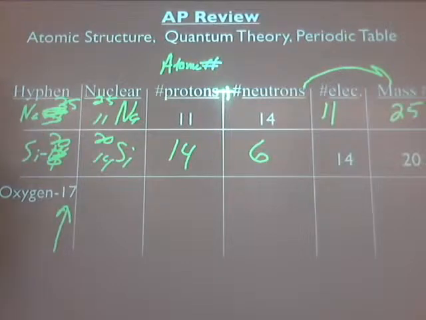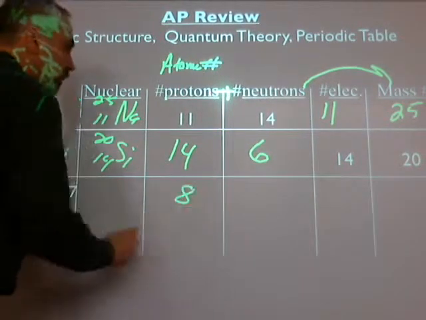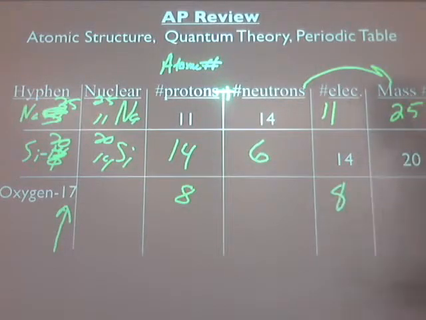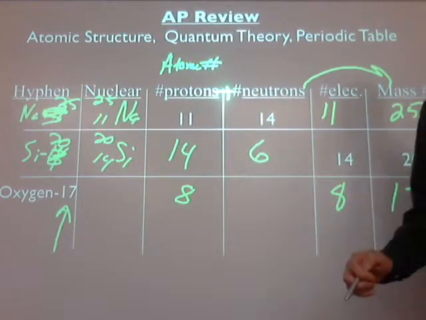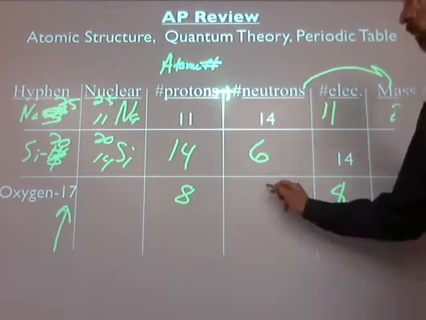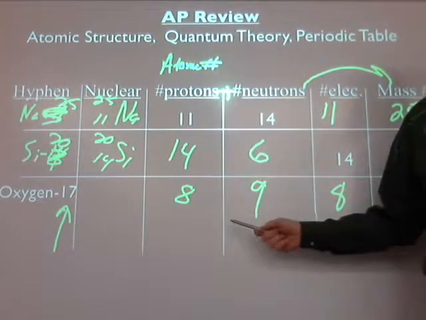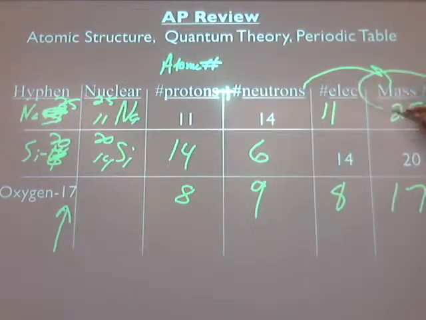Oxygen's atomic number is 8, and 8 is the number of protons. You know that from the periodic table. It would also be 8 as the number of electrons, and the mass number is 17, which means he has how many neutrons in this case? Okay. All right.